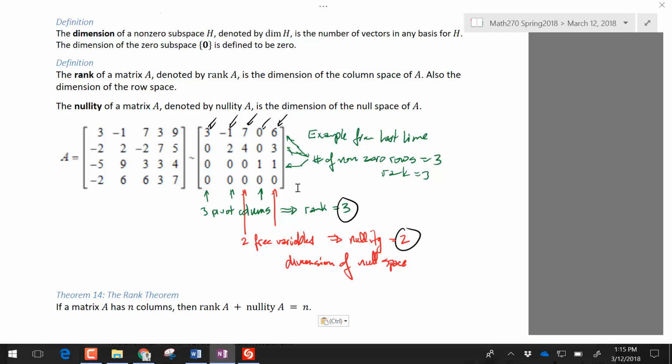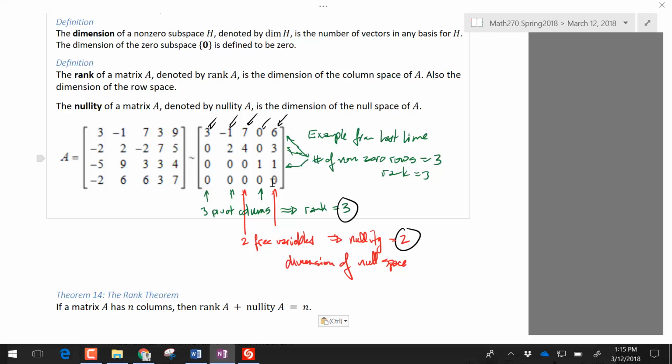If you have a square matrix and all the columns are linearly independent, then your nullity is 0, and your rank would be the whole thing. Oh, sorry, it's the number of columns. The number of columns adds up to the rank and the nullity.